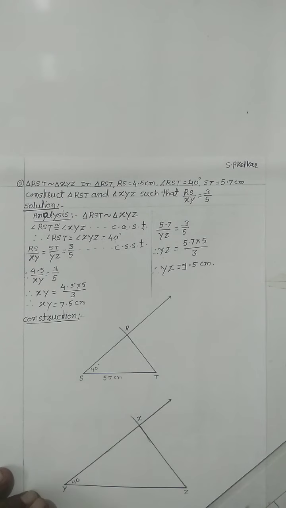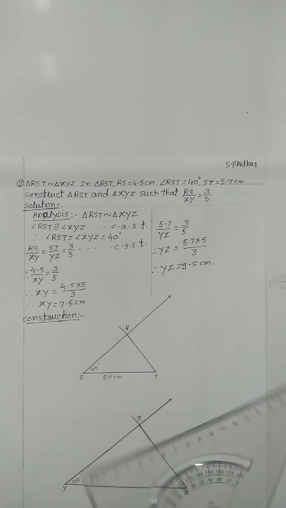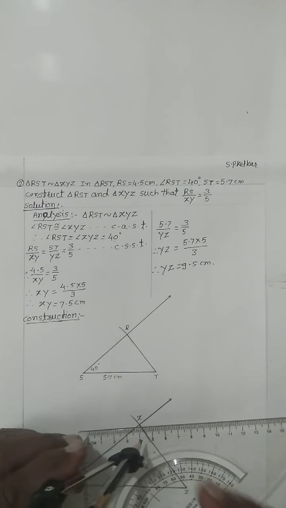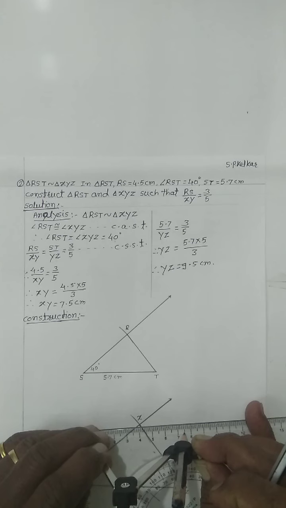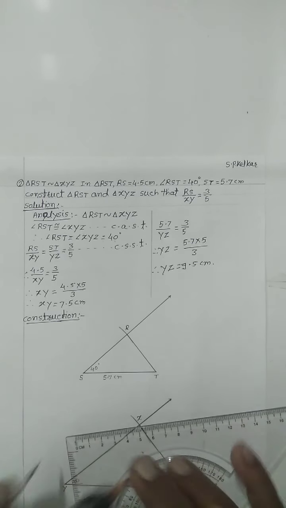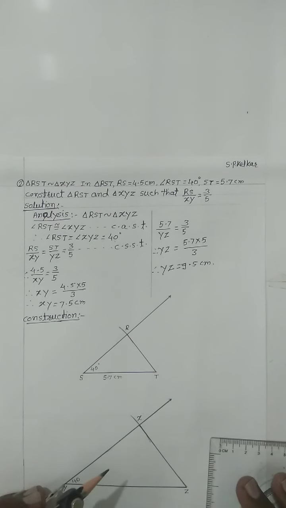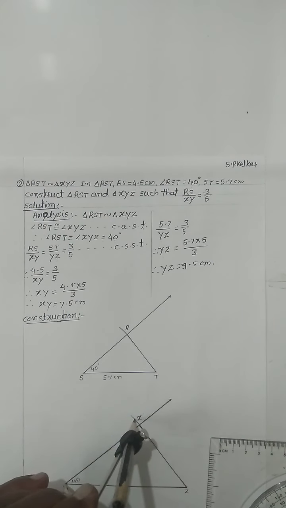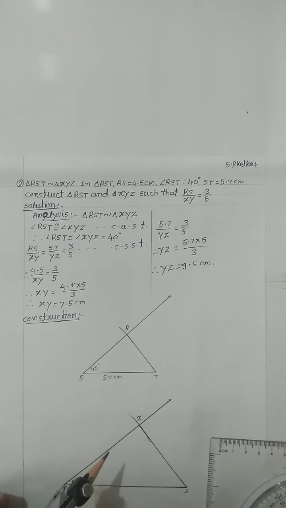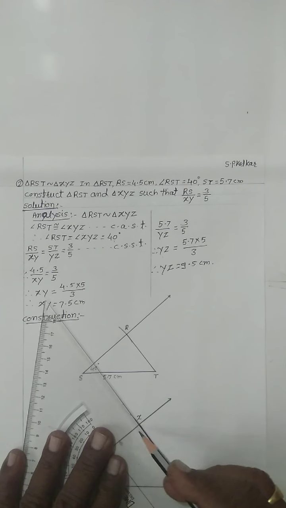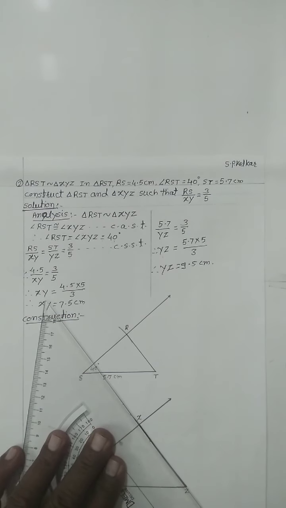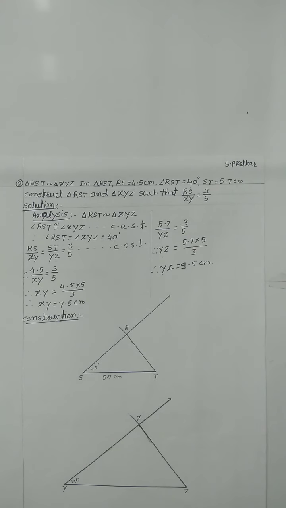Then take a distance XY, that is the 7.5 centimeter. Now distance between two terminals of the compass is 7.5, and draw the arc on this ray from point Y. Put the one terminal at point Y and draw the arc. This arc intersects the ray at point X. Now join this X with Z. We get the third side of the triangle. In this way we complete the construction of the similar triangle.